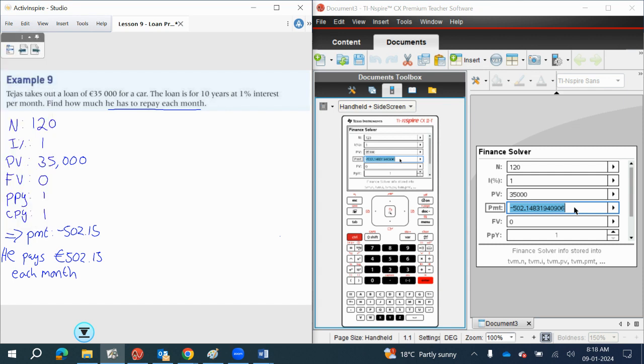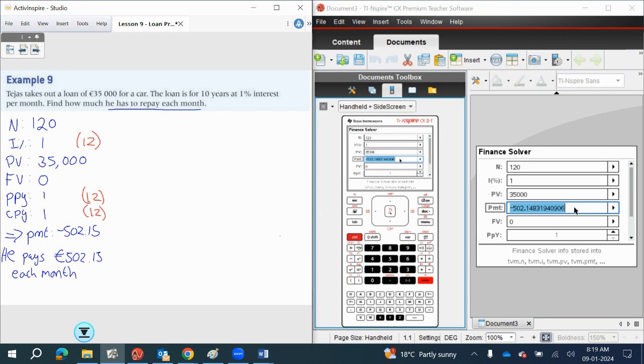For this question, if you wish to think in terms of years, you're still going to have 120 payments, but your interest rate would be 12% because you have to times it by 12. Your payments per year would be 12, and your compounding periods per year would be 12. So it's just an unnecessary extra step. But can you do it like that? Yeah. If you do it like that and make these alterations, it would fix.